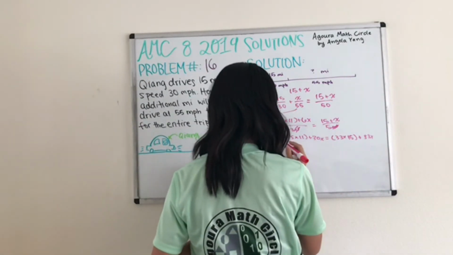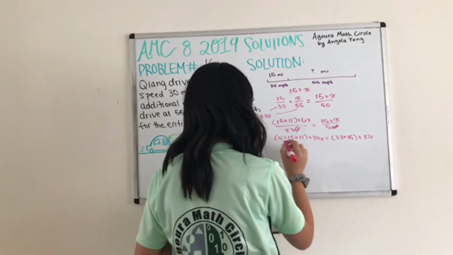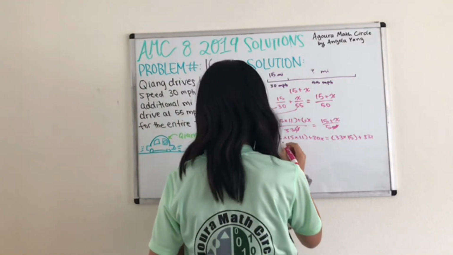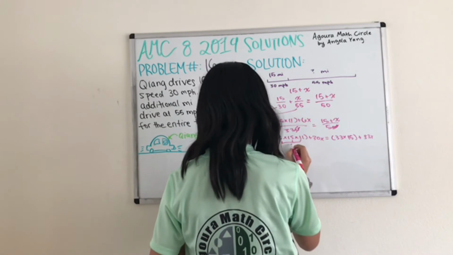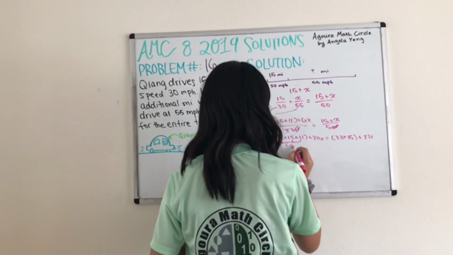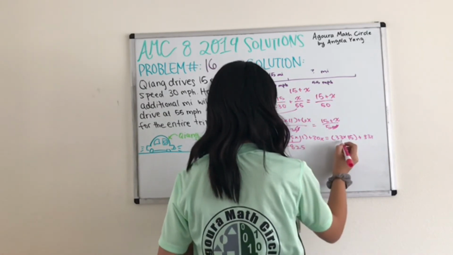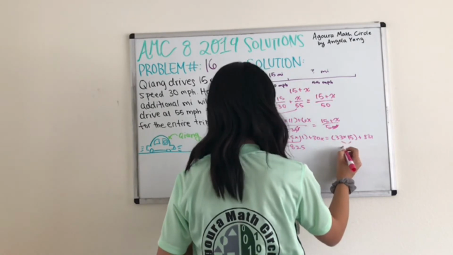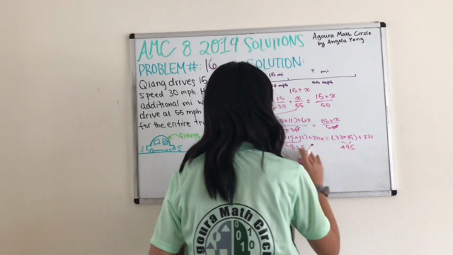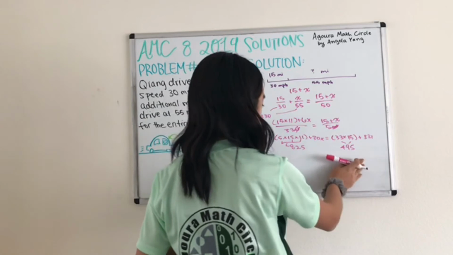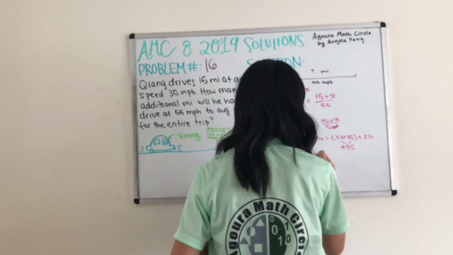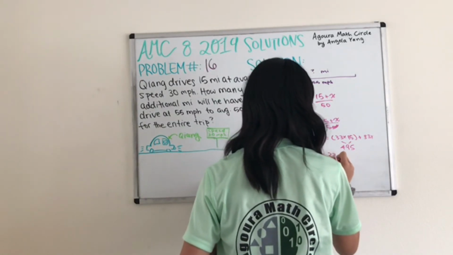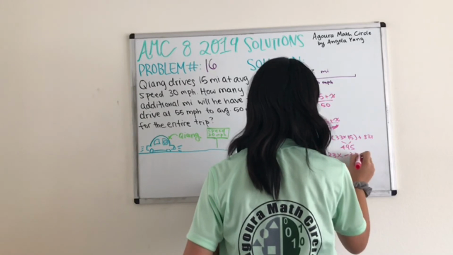And then I'm probably going to solve it out. So 5 times 15 times 11 is 825. And then this would be 495. If you subtract 825 from both sides, you get 30x equals 33x minus 330.